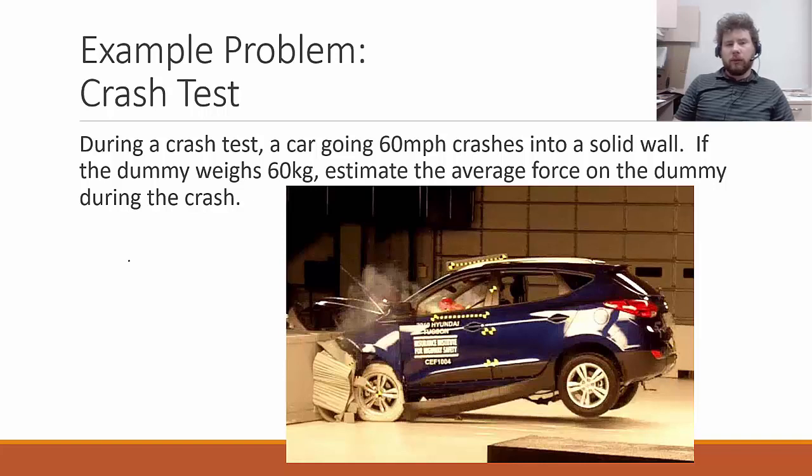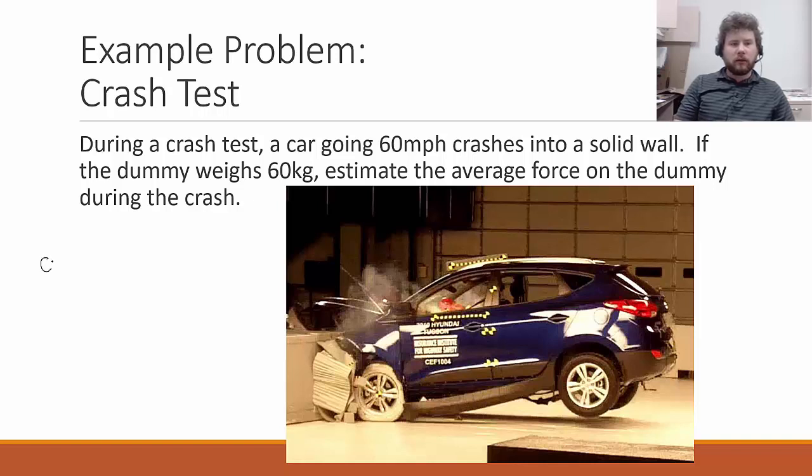In this example problem, Wilkins is going to consider the forces in a car crash. While this hypothetical situation is going to look at the force on a dummy, just as a warning, near the end, I'll be talking about some of the safety implications of this relating to actual people. In this example problem, we're considering a car traveling at 60 miles per hour.